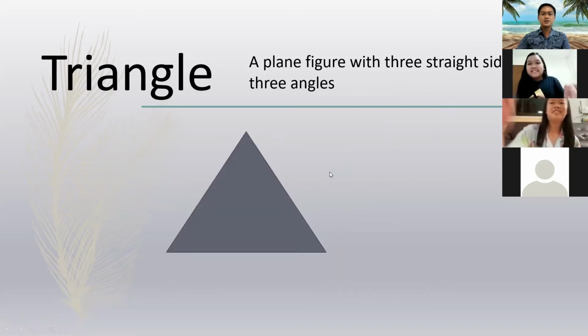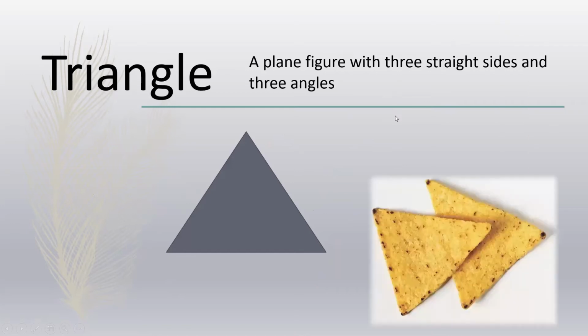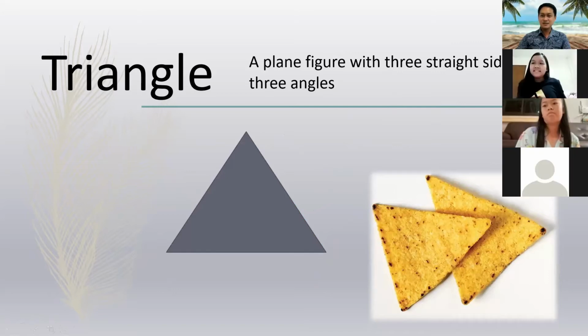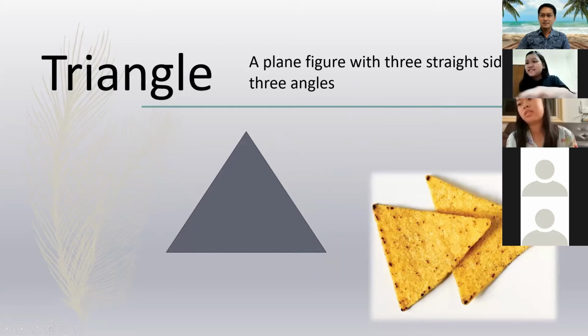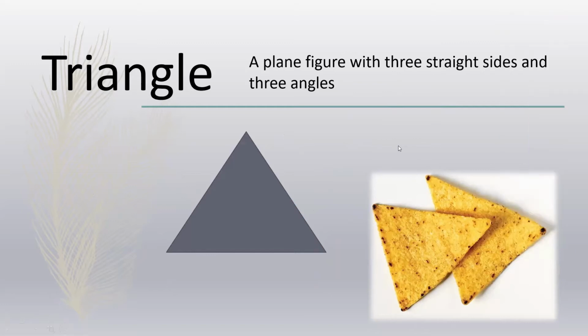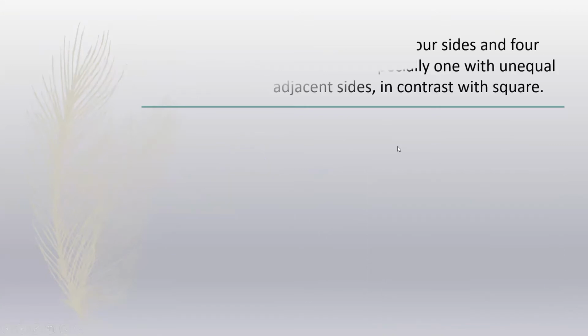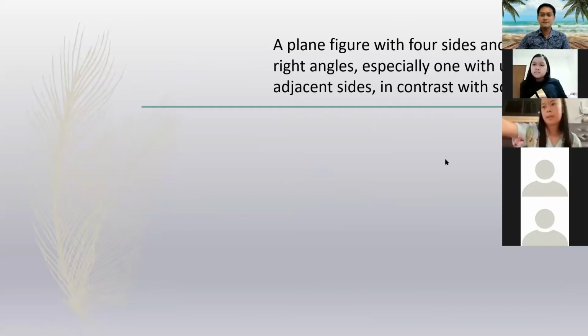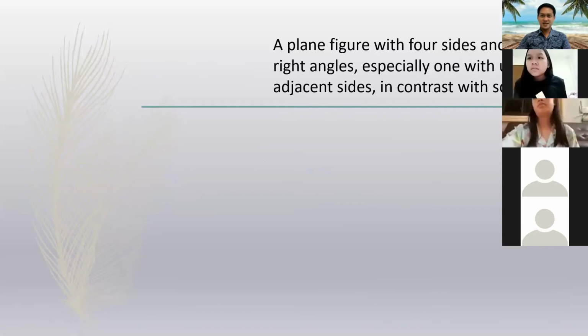So this is a triangle. An example of a triangle is, what is this? Okay, chips. Doritos. Okay. Next 2D shape, we have a plane figure with 4 sides and 4 right angles, especially one with unequal adjacent sides in contrast with a square. So it also has 4 sides and 4 right angles. What shape is this? Aside from square. Can anyone guess?